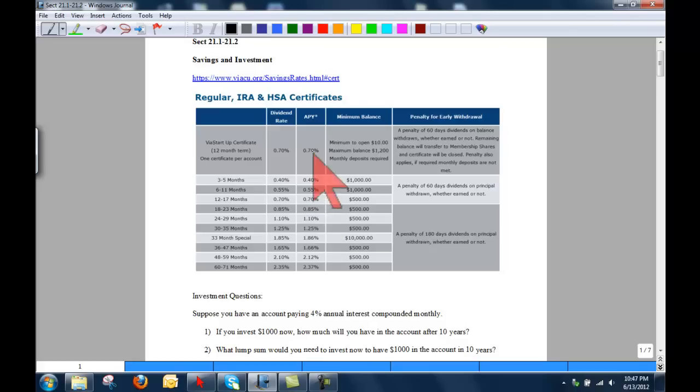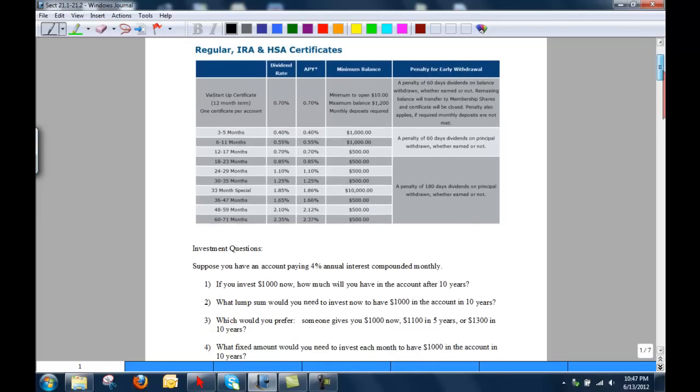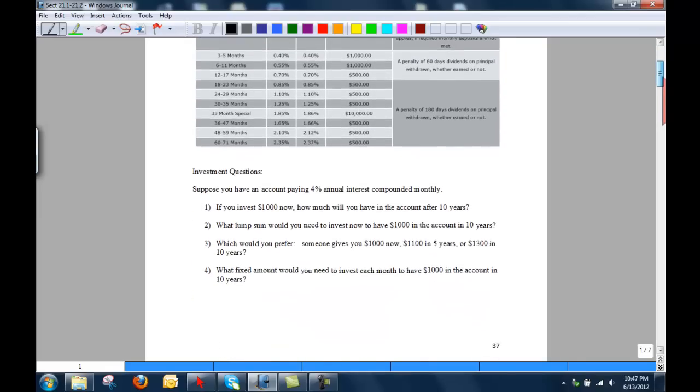And one of the places that I want to get today in this lecture is a discussion of what annual percentage yield means. Notice that the figures for annual percentage yield are just very slightly larger than the so-called dividend rate, and this has to do with the fact that the money is being compounded. So the very last thing I want to do in this lecture is discuss annual percentage yield. Over here is just some information about minimum investments and so on, just policies of the particular credit union.